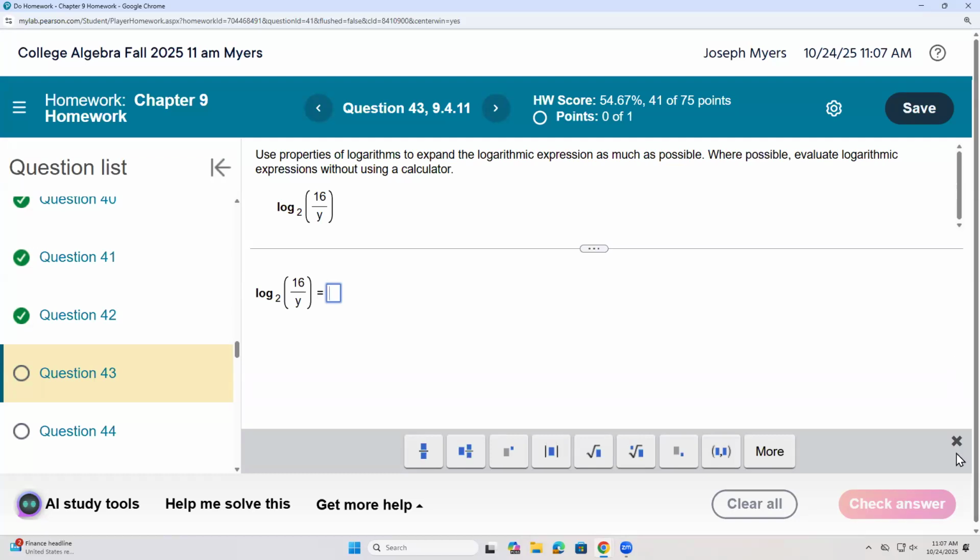Log base 2. So once again, now I'm going to skip that first step. Technically, you're supposed to say express it as 16 times y to the -1. But can you just remember that it's 16 times y to the -1 in your heads? So I'm going to express it as log base 2 of 16 minus 1 times log base 2 of y. And then we can drop. Thank you very much. That's perfect.